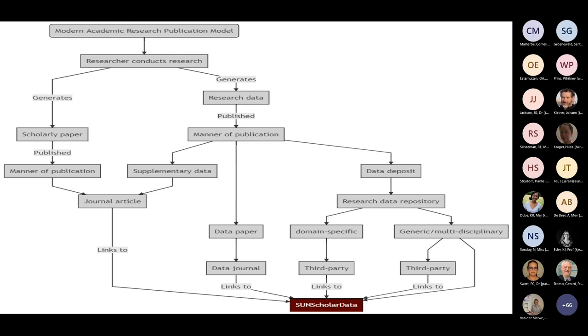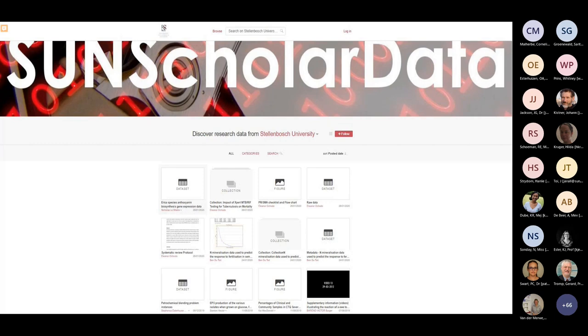And if the data are not necessarily published, they should still at least be stored securely using some kind of university infrastructure. This is what SunScholar Data looks like. It's the Institutional Research Data Repository. At least that's what the interface looks like. And the data that are hosted on SunScholar Data are curated and can be stored for a minimum of 10 years, after which the decision to continue storing the data would be reviewed. This is what the user account looks like.